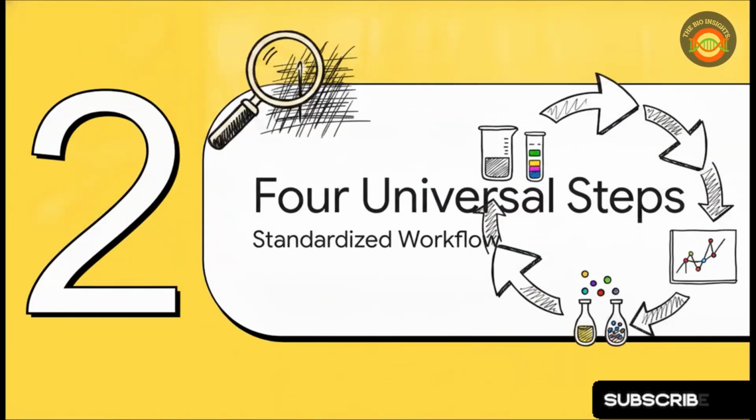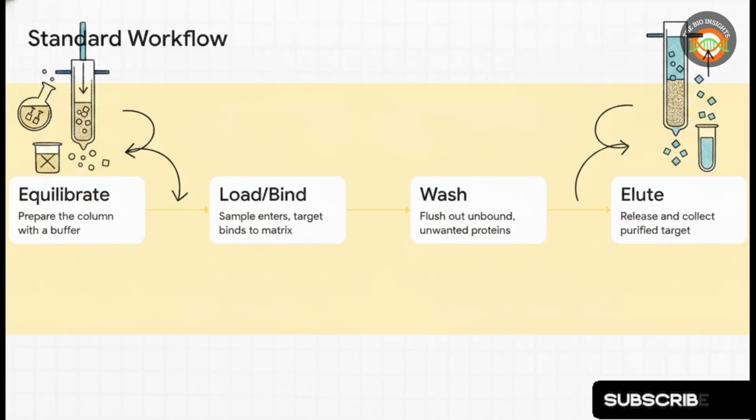Moving on to Section 2, let's look at the 4 universal steps used to tackle this. The cool thing is, virtually all chromatography relies on a standardized 4-step workflow. First up, you equilibrate. This just means prepping your stationary column with a specific buffer to get the exact right pH and ionic strength. Second, you load your sample.